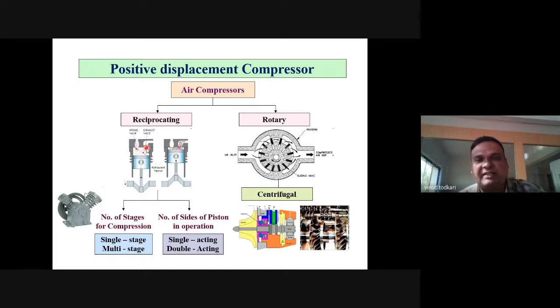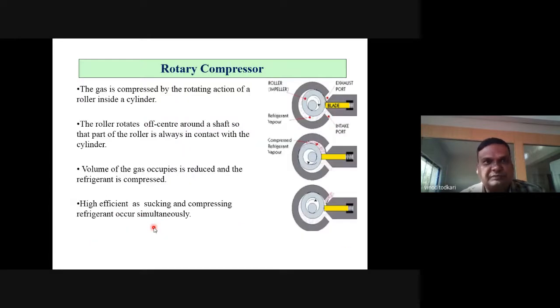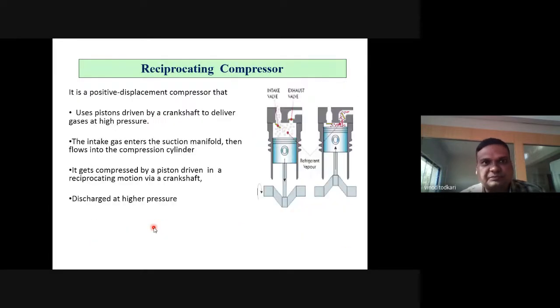I will show you its working in detail. I just wanted to tell you that there are two types of compressors. One is reciprocating and one is rotary. Now see, this is rotary because here there is rotary motion of these vanes, right? Now we'll see the reciprocating compressor.